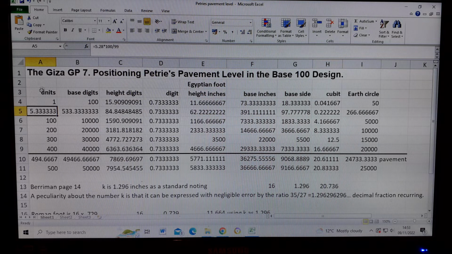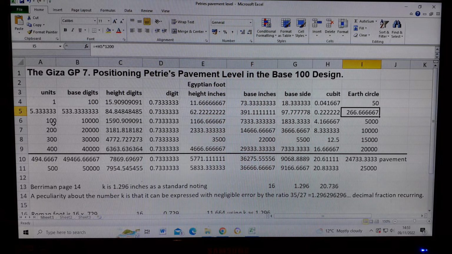Interestingly, when we use this unit of 5.28 times 100 over 99, we get 0.222 inches in the length of the cubit, which is 10 over 90 times 2. And the Earth's circle is 266.666 recurring units. That's the number that we want to take off the full base 100 design of the Giza pyramid. So we go down in steps to the base of the pyramid.